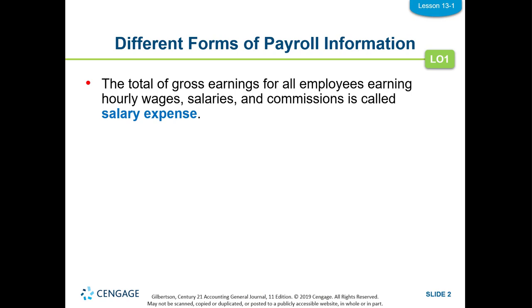Our first term is salary expense. Basically, payroll information for each pay period is recorded in the payroll register. Each pay period, payroll information is also recorded on each employee's earnings record. Separate payroll accounts for each employee are not kept in the general ledger. Instead, accounts summarize total earnings and deductions for all employees. The total of gross earnings for all employees, including hourly wages, salaries, and commissions, is called salary expense.